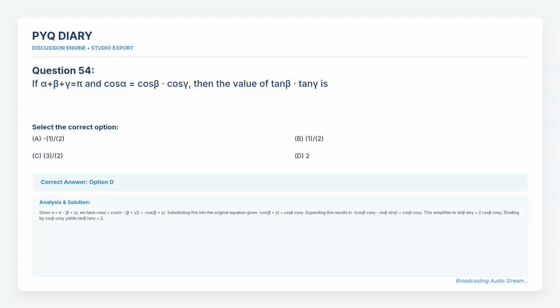Question 54. If alpha plus beta plus gamma is equal to pi and cos alpha is equal to cos beta cos gamma, then the value of tan beta dot tan gamma is? The choices are A. minus half, B. half, C. 3 by 2, and D. 2. The correct answer is option D, 2.